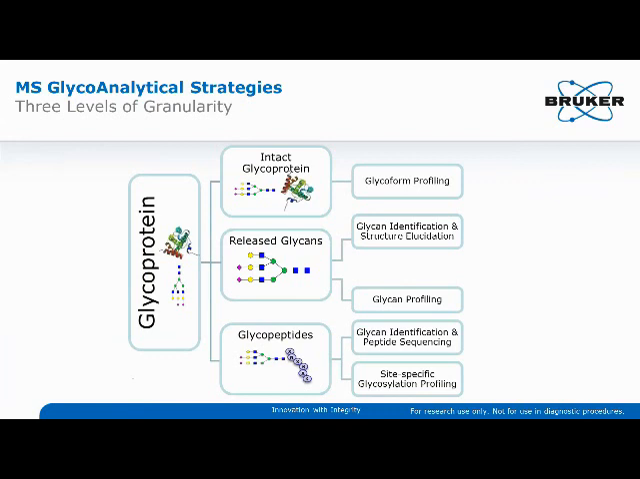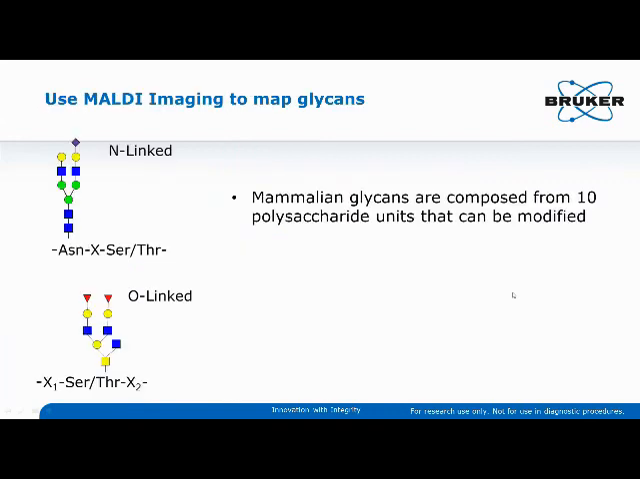But I'd like to introduce here a third alternative with the released glycans, and that is glycan imaging, using MALDI imaging to map glycans. It's a little bit of a simplification in the sense that mammalian glycans are composed primarily of 10 polysaccharide units. There can be some modifications of those, but in general, there's not an infinite number of combinations. With just 10 building blocks, we can get a more discrete, more manageable subset of glycans to deal with from the complexity standpoint.